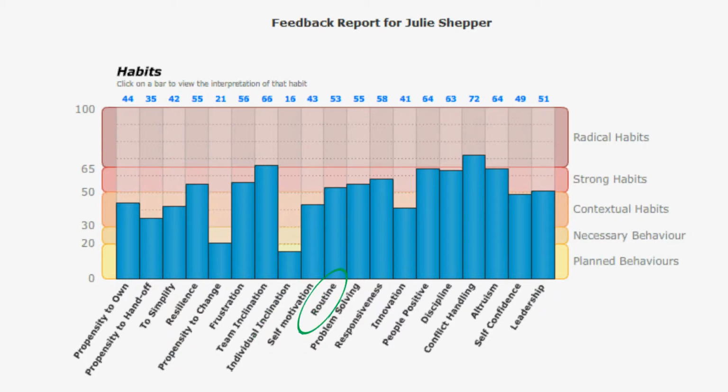Routine maps whether an individual builds habits and behaviors into their daily lifestyle to make life easier and more certain. Julie's routine is a strong habit, and she builds patterns of routine in her day-to-day life, probably often not even realizing it.